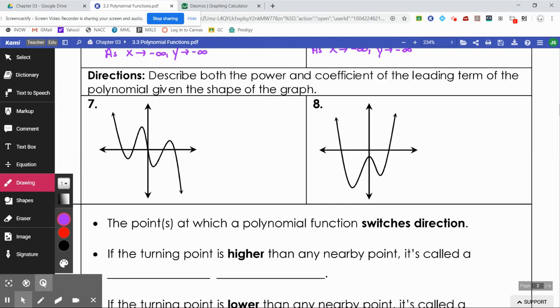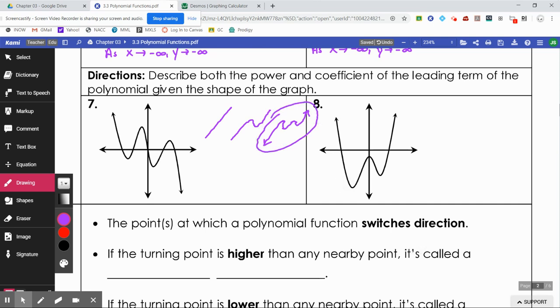Okay, the next problem says describe both the power and the coefficient of the leading term of the polynomial given the shape. Now let me remind you again, if it's x to the first, it's going to be linear. X to the third, a lot of times we'll have one extra hill in it. X to the fifth, as you go up by 2 powers, a lot of times what it'll do is create a hill on the inside. Now this one looks a lot like this power, except it goes in the opposite direction.